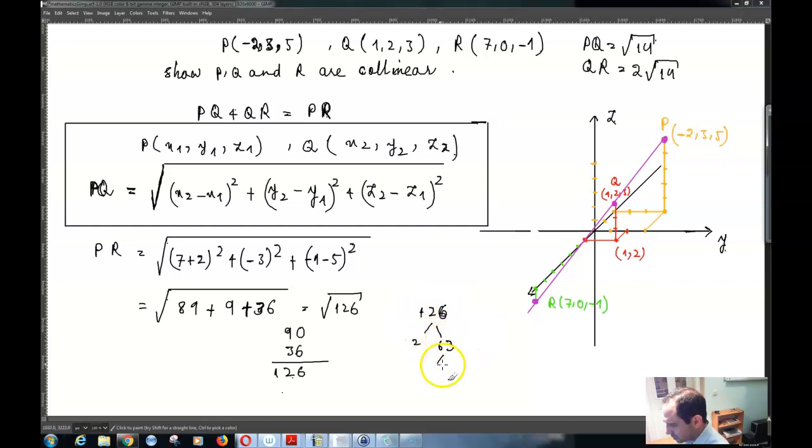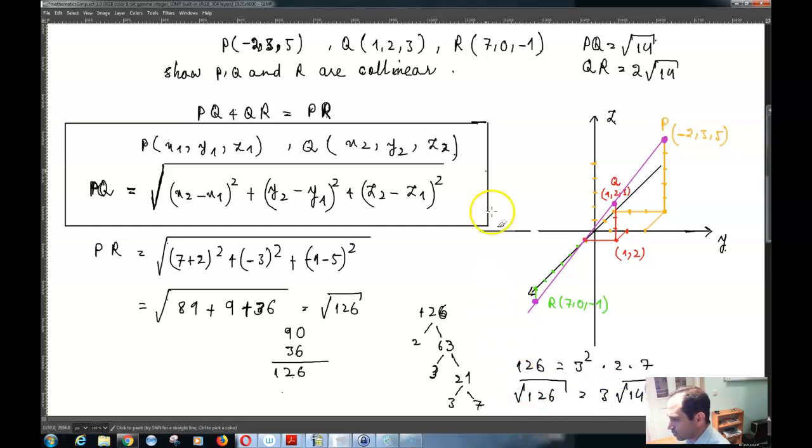2 times 3 times 21, and that is 3 times 7. So I can write this as 126 is equal to 3 squared times 2 times 7. So the square root of 126 is equal to 3 square root of 14. So this distance over here, PR, is equal to 3 times the square root of 14.